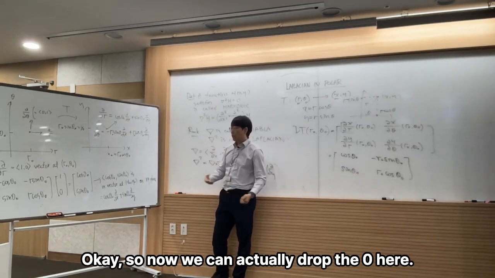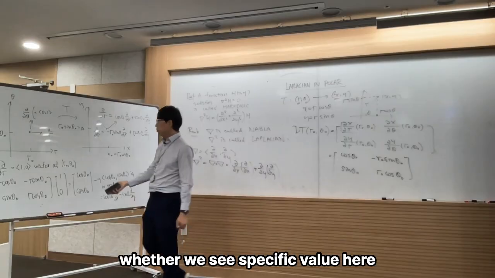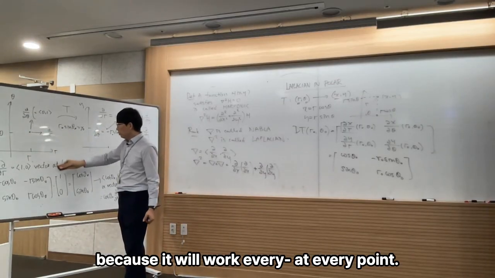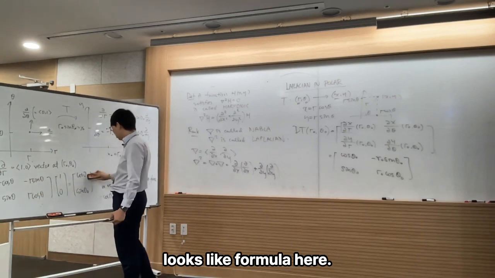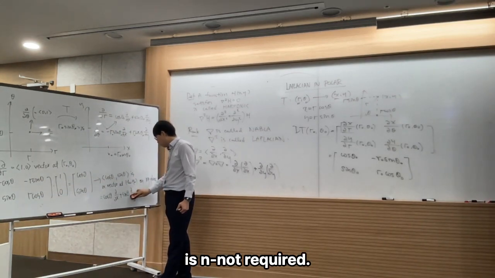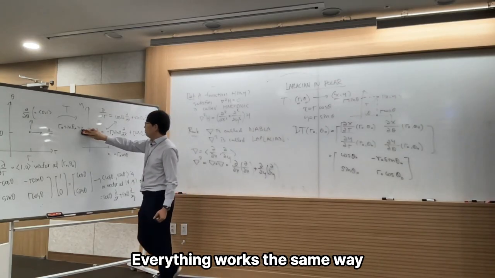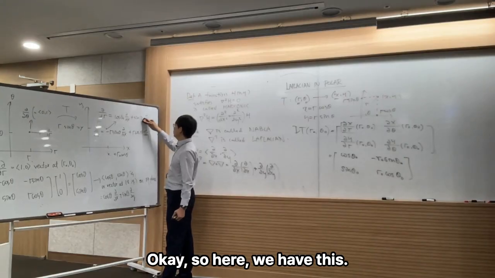Okay, so now we can actually drop the 0 here. It doesn't matter whether we see a specific value here, because it will work at every point. So let's just drop the 0 notation. Everything just looks like a formula here, so the 0 is not required. You're not going to put a number here; everything is just a variable. Everything works the same way, whichever point we look at. Okay, so here we have this.